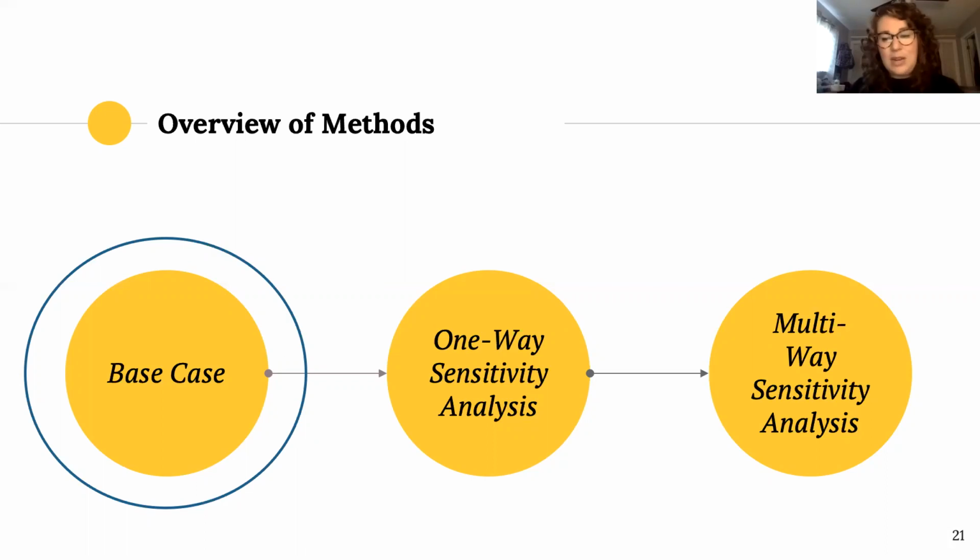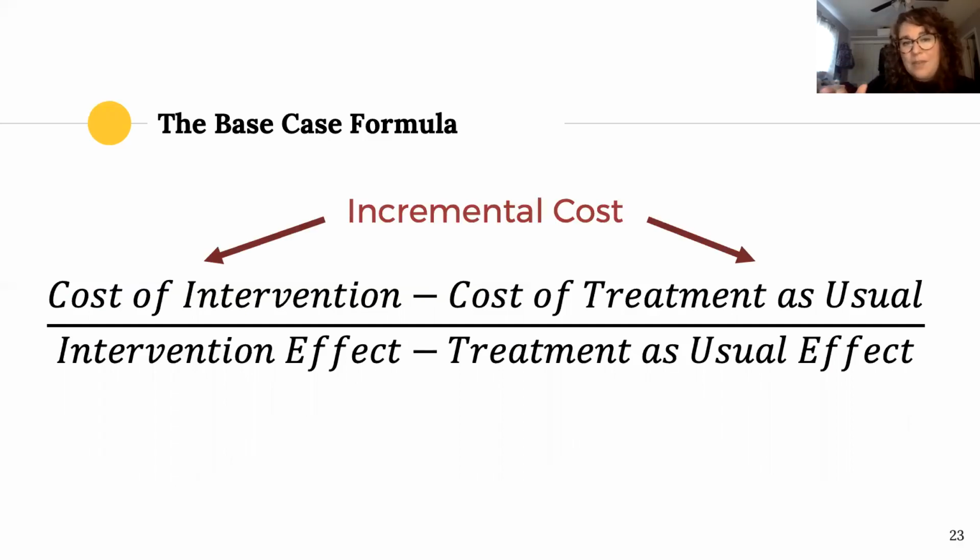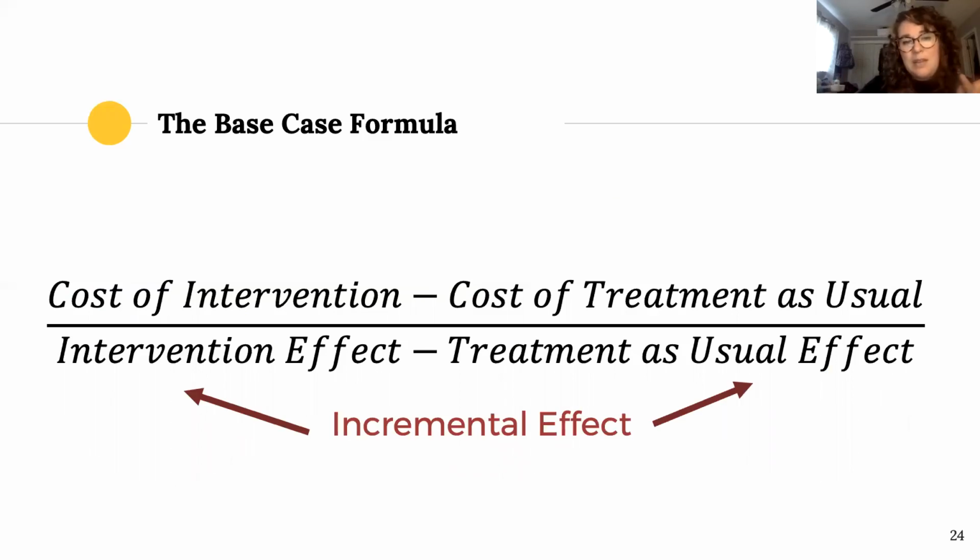Feel free to rewind as much as you need, pause, go back and forth, whatever you need to do. But it's really just addition, subtraction, multiplication, and division. So the basic formula for cost effectiveness analysis is you're taking the cost of the intervention and subtracting out the cost of treatment as usual. Then you're dividing that by the difference between the intervention effect and the treatment as usual effect. Now that numerator, that difference between the intervention cost and treatment as usual cost, that's called your incremental cost. That difference between the intervention effect and the treatment as usual effect, that's called your incremental effect.